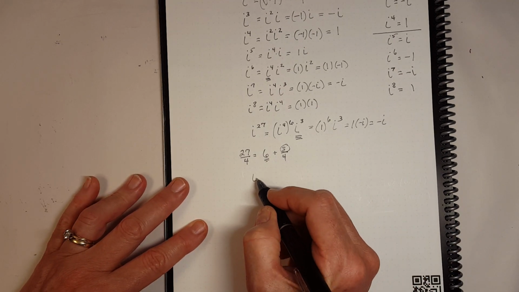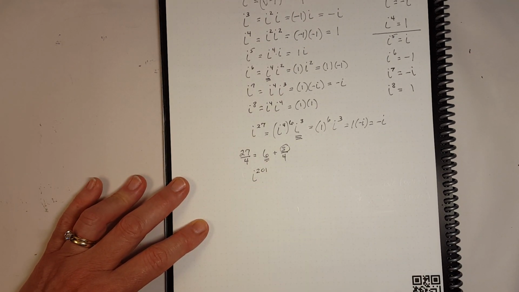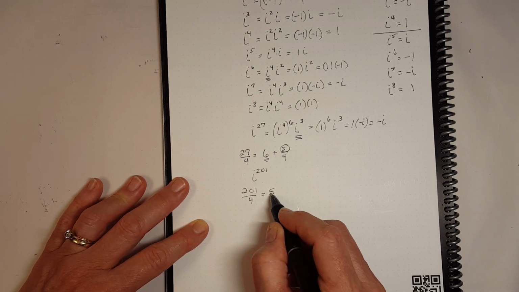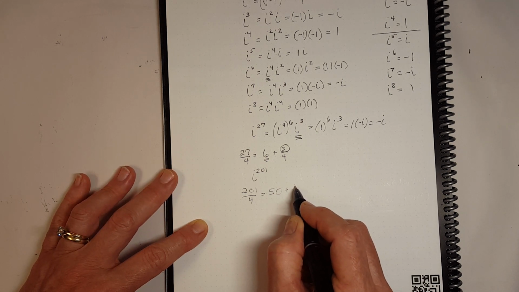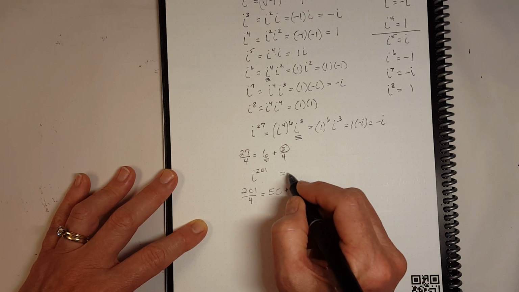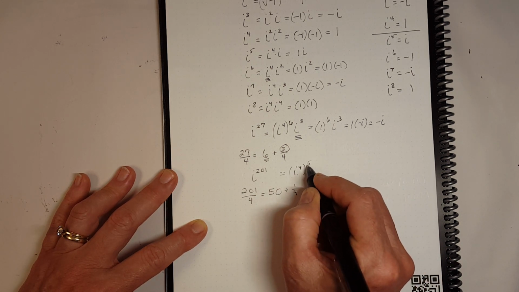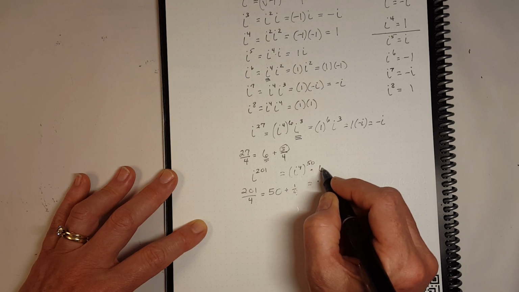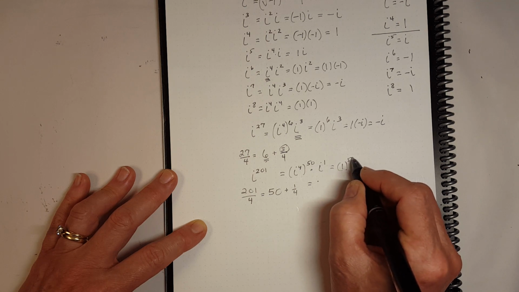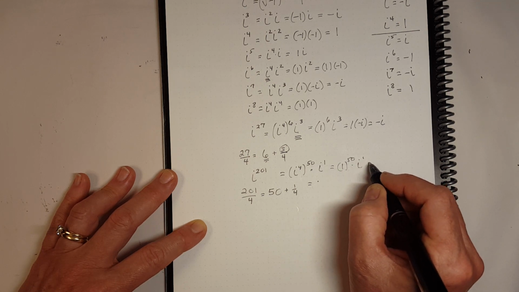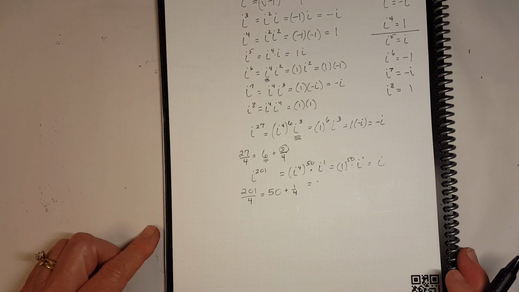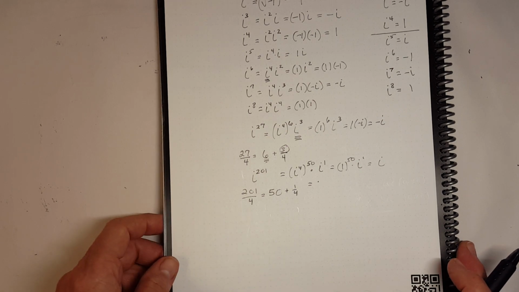Like, for example, we could do i to the 201. Well, let's divide. 201 divided by 4 equals 50 with a remainder of 1. Okay, so this is going to be i to the fourth raised to the 50th, because that's i to the 200, times i to the 1, because that was my remainder. i to the fourth is 1, so 1 raised to the 50th times i to the 1 is just 1 times i, which is i. So i to the 201 is just i. Okay, so that's a little bit of manipulating with powers of i.